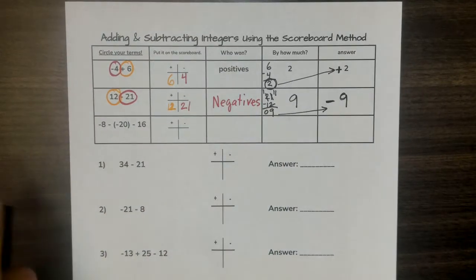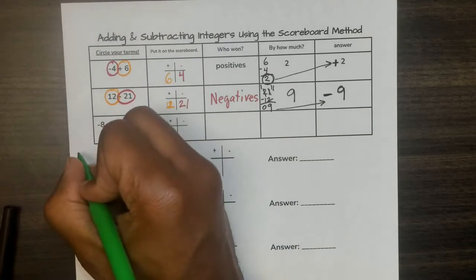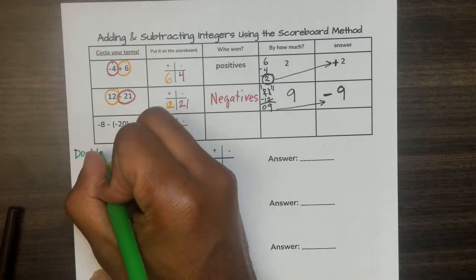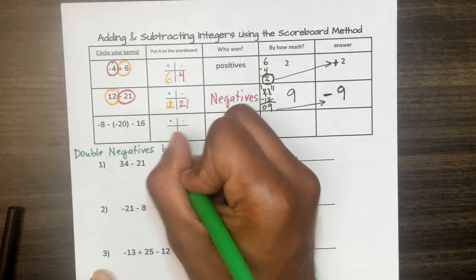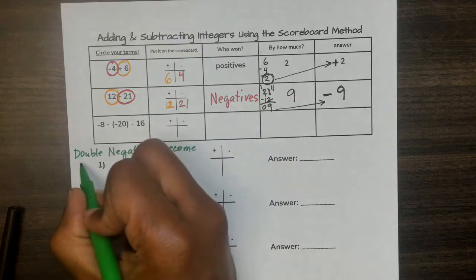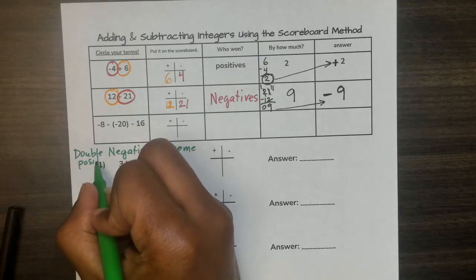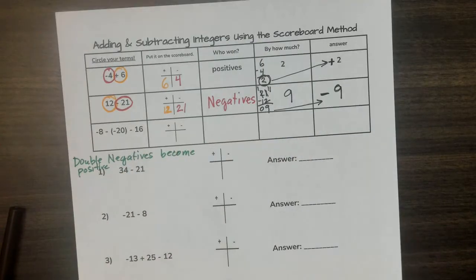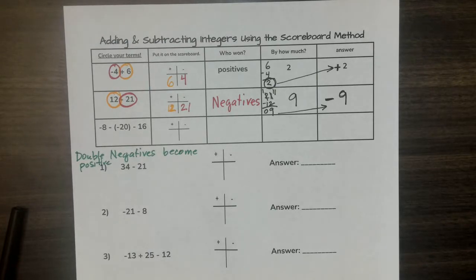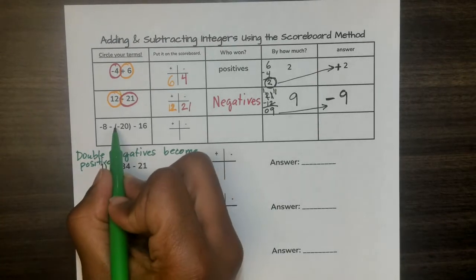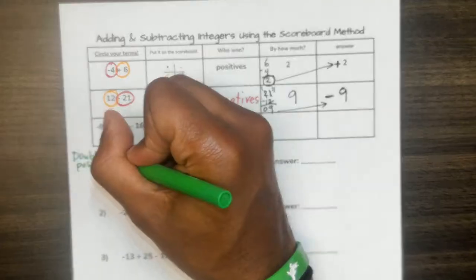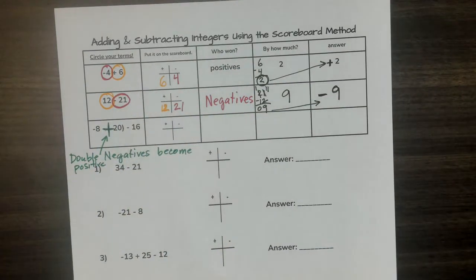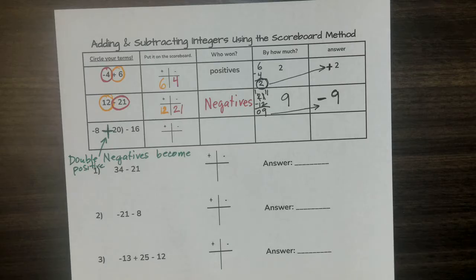I'm going to write you a little note here so that you know what to do when you have a double negative. Double negatives become positives, and this is only if they are back to back. The way we do that here is we take the two negatives, connect them with a line, and make a plus. Why? Because it's the opposite of a negative. So it's technically a positive 20 here.